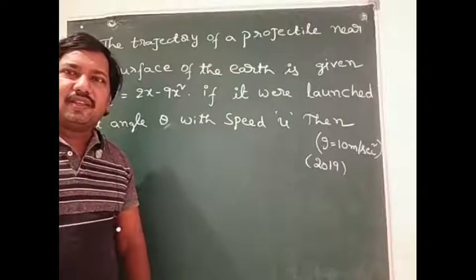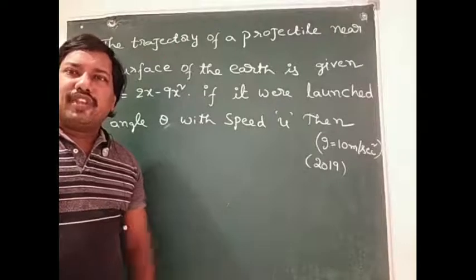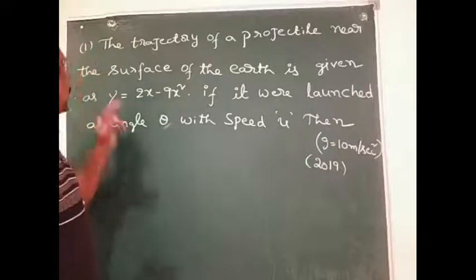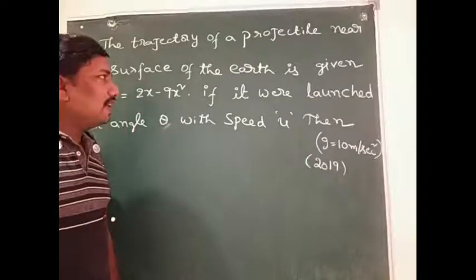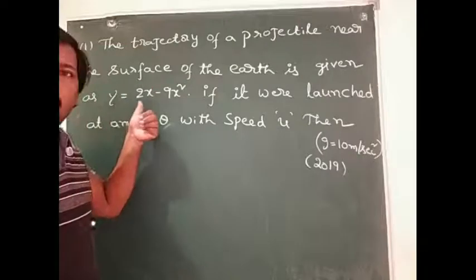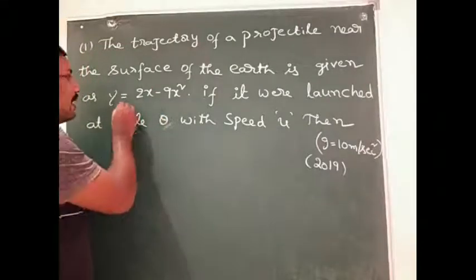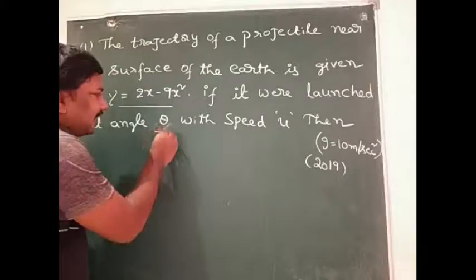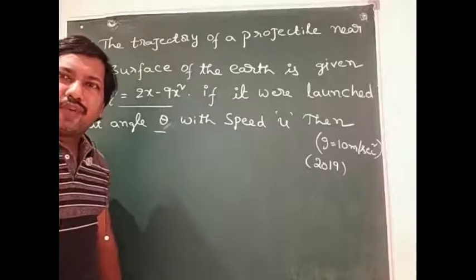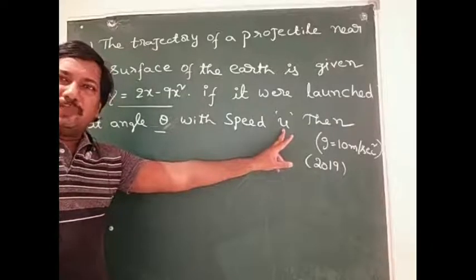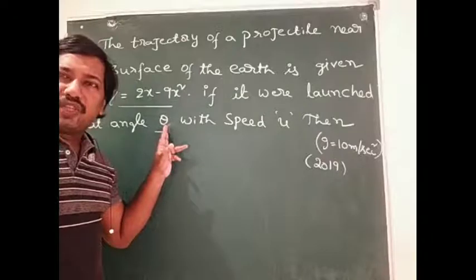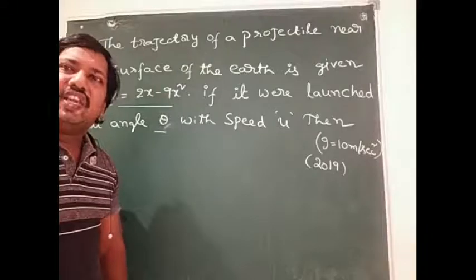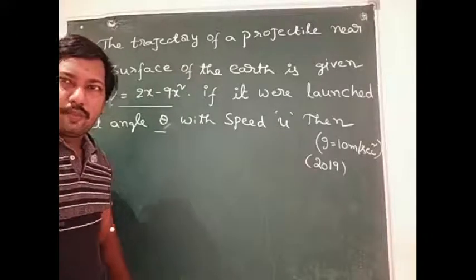Previous JEE Mains bits in motion in a plane chapter. Here the trajectory of a projectile near the surface of the earth is given as y equal to 2x minus 9x square. If it were launched at an angle theta with a speed u, find the initial speed u and the angle of projection theta. This question was asked in JEE Mains 2019. So we can solve the problem.